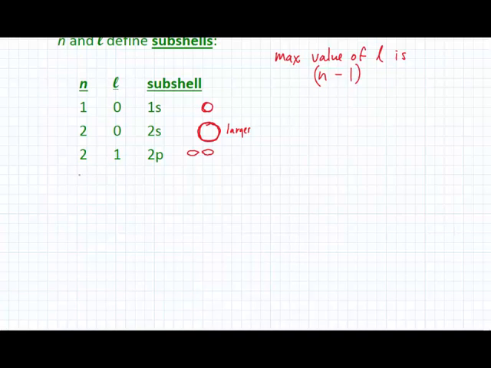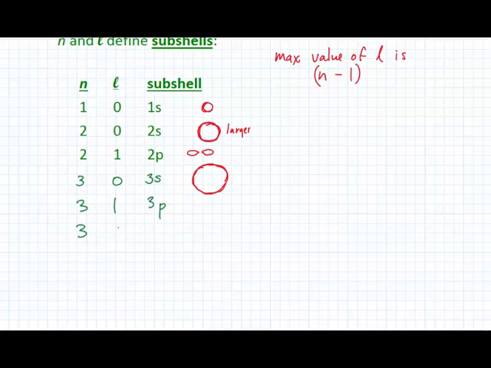See if you guys can see the pattern. n equals 3, l equals 0. What would we call that? 3s, yep, l equals 0 is an s. And 3s would be spherical again, but larger yet. n equals 3, l equals 1, we would call that 3p. It would be two-lobed again, but larger than 2p.